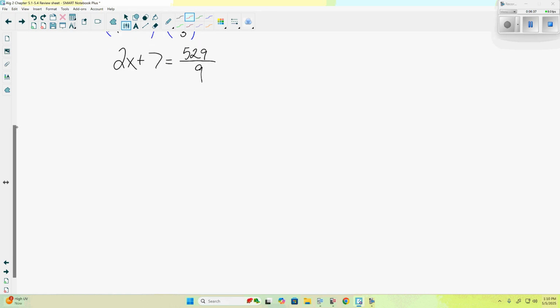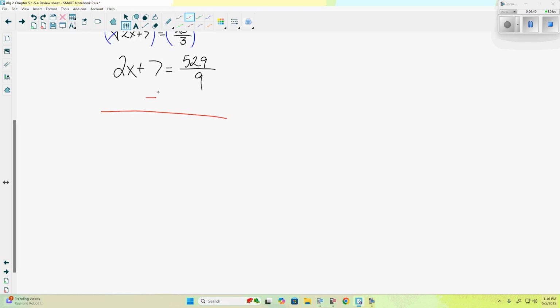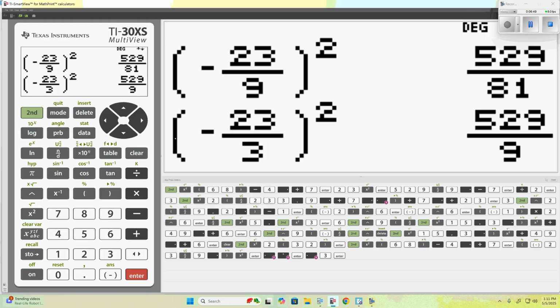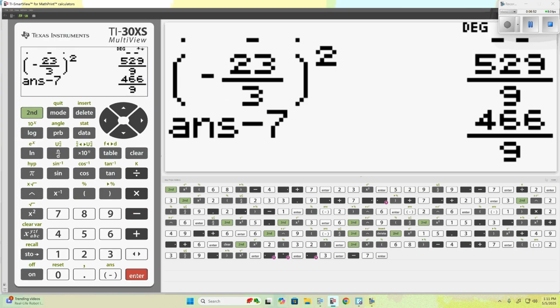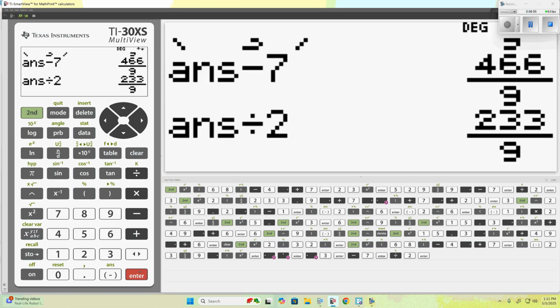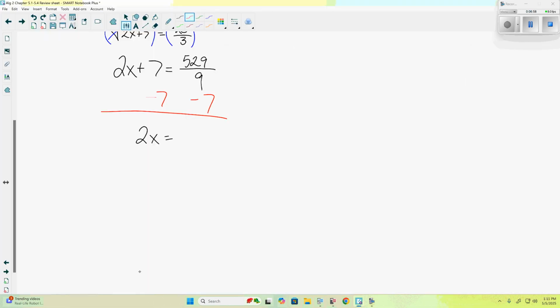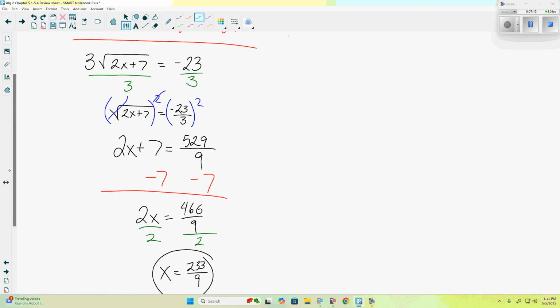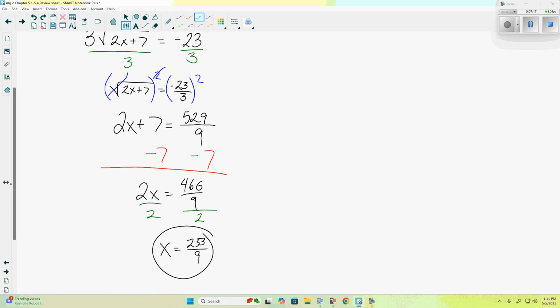Now at this point, there are no more radicals left, so we just need to solve for x. Now since x is to the first power, we just need to get it by itself. We can subtract 7 from both sides, giving us 466 over 9. And lastly, we would divide by 2, telling us x is 233 over 9. Questions on how we got x equals 233 over 9?